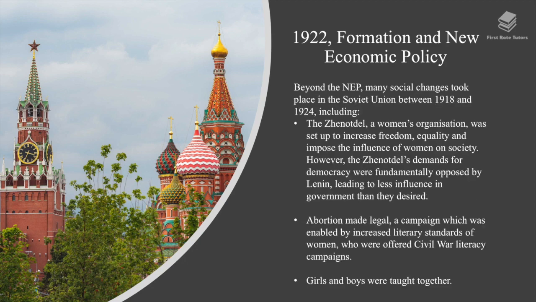Beyond the New Economic Policy, many social changes took place in the Soviet Union between 1918 and 1924, including the Zhenotdel, a women's organization, which was set up to increase freedom and equality, and to increase the influence of women on society. However, the Zhenotdel's demands for democracy were fundamentally opposed by Lenin, leading to less influence in government than they desired. Abortion was made legal, a campaign which was enabled by increased literacy standards of women, who were offered Civil War literacy campaigns. Girls and boys were now taught together.